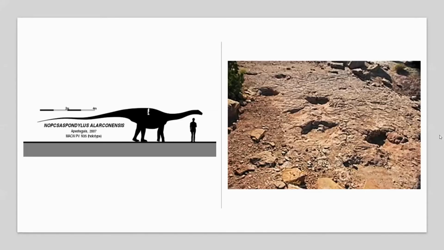So just a little aside here, just to have a look at the different heteropody in sauropod dinosaurs is Nops spondylus. I've pronounced that horribly, but as you can see here, the forefoot and the hindfoot in these early sauropods are very different sizes. And on the right here, we have a fossil trackway, just to demonstrate a similar phenomenon.